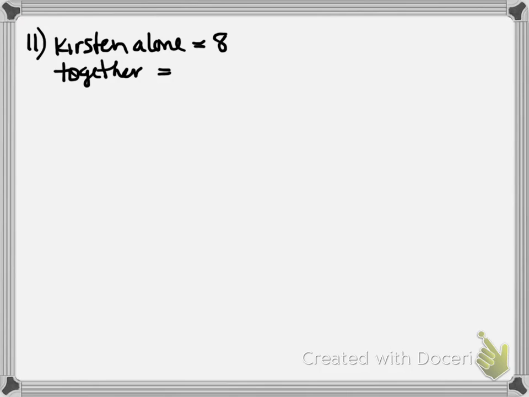So 8 hours represents what? So Kirsten alone is 8. What did the 6 represent? 6 hours. That's the together time. And what are we solving for? Courtney alone. That's our x.